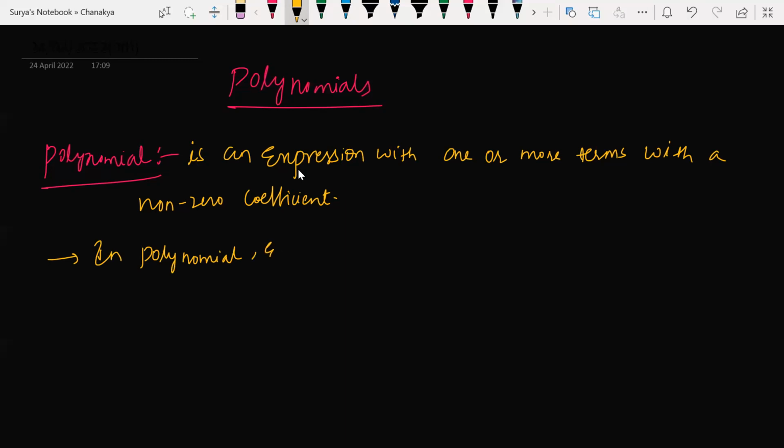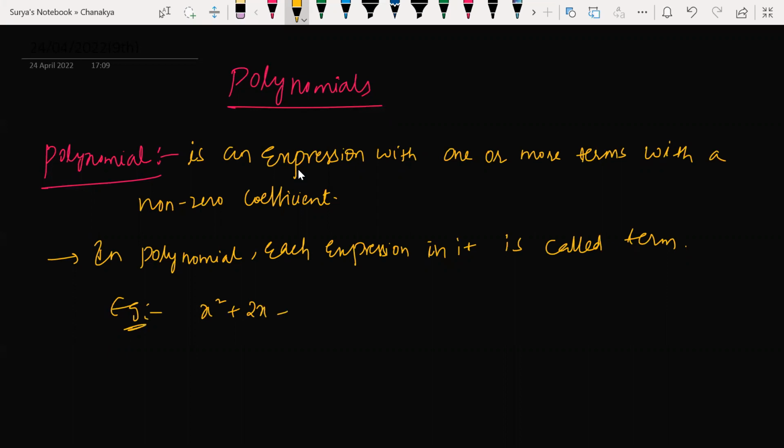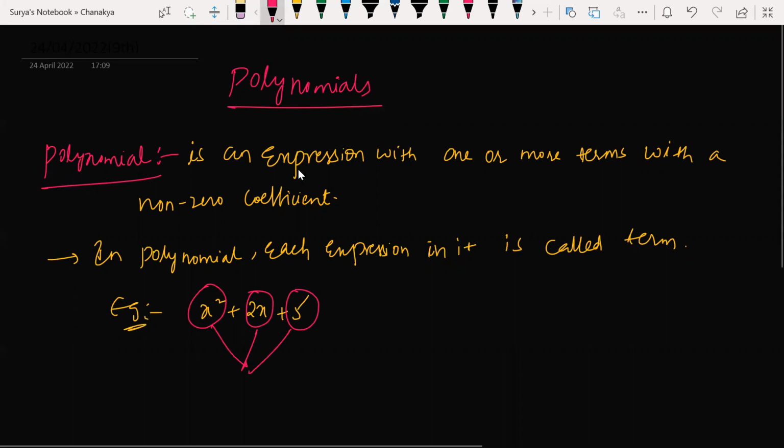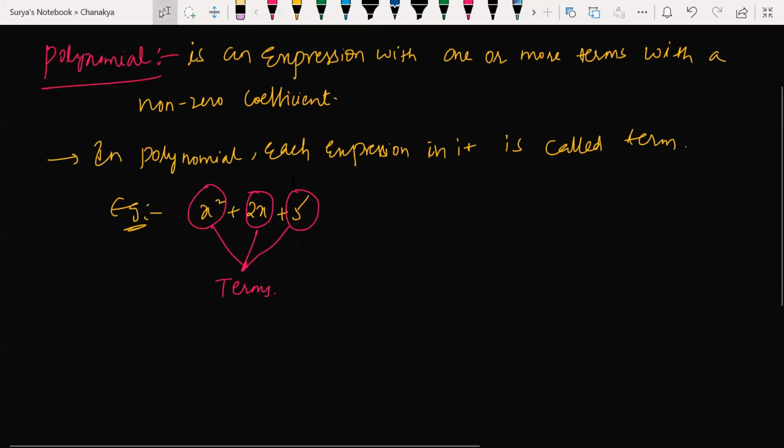In a polynomial, each expression in it is called a term. For example, if I say x square plus 2x plus 5, here x square is a term, 2x is a term, 5 is a term. So we have three terms here. What are they? Terms. Any doubts till this?